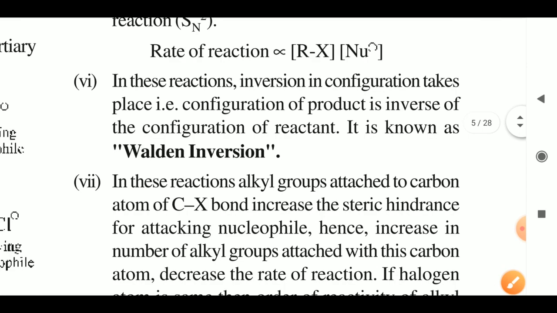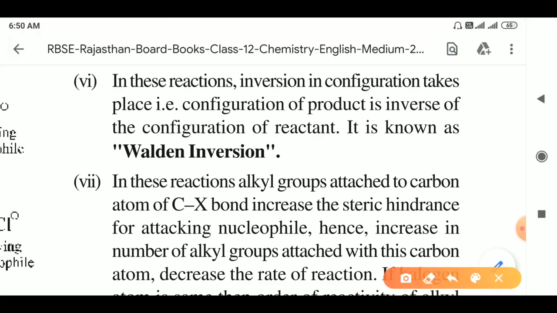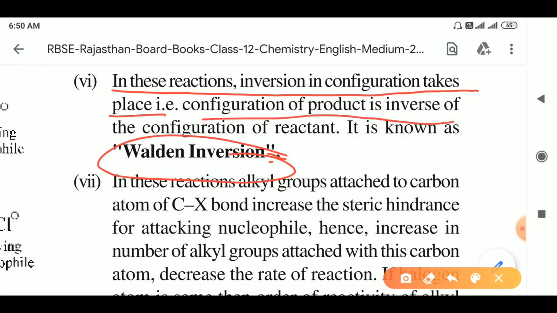In this reaction, now, a very important point is this. Many times there is a question in the board exam from this point. In this reaction, inversion of configuration takes place, which is also known as Walden inversion. Walden is the name of the scientist who gave this inversion. So in this reaction, the configuration of the product is the inverse of the configuration of the reactant, which is known as Walden inversion.